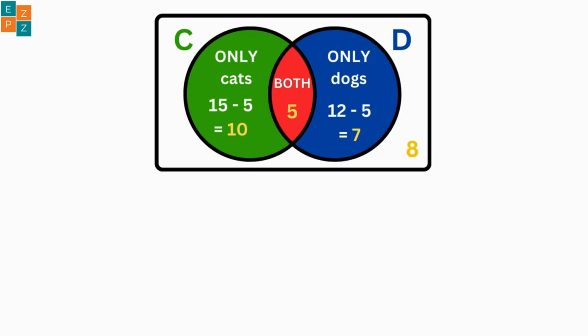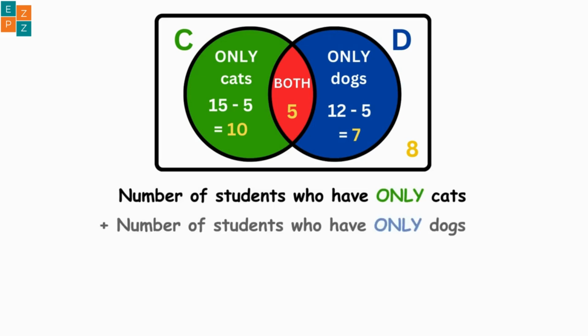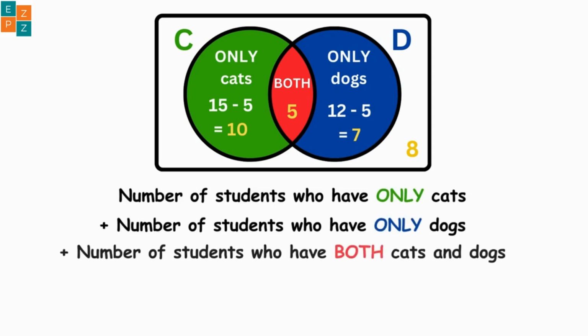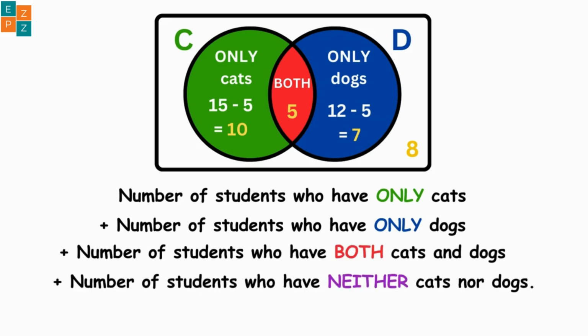Therefore, the total number of students in the class is equal to the number of students who have only cats plus the number of students who have only dogs plus the number of students who have both cats and dogs plus the number of students who have neither cats nor dogs. Therefore, the total number of students is equal to 10 plus 7 plus 5 plus 8, which is equal to 30. Therefore, there are 30 students in the class.